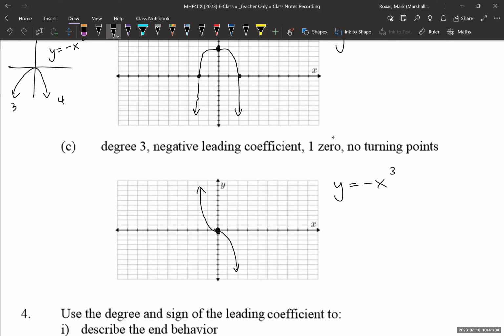Okay, so no turning points means no max or min. Negative leading coefficient starts at quadrant 2 and ends in quadrant 4.